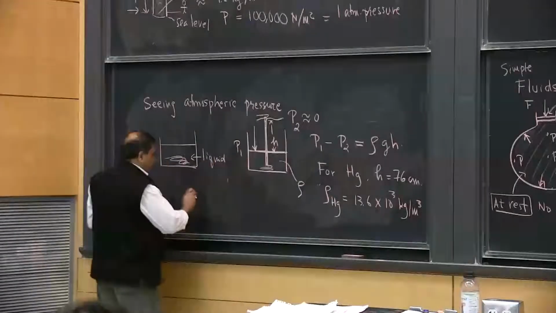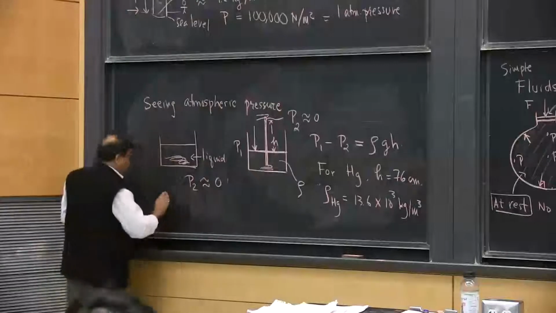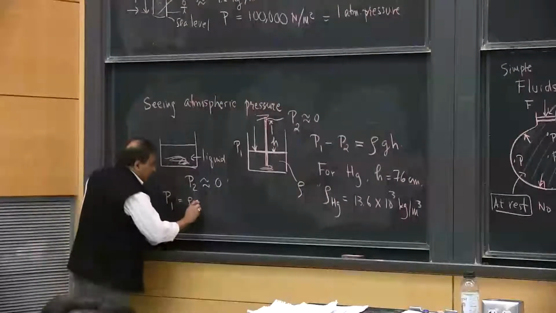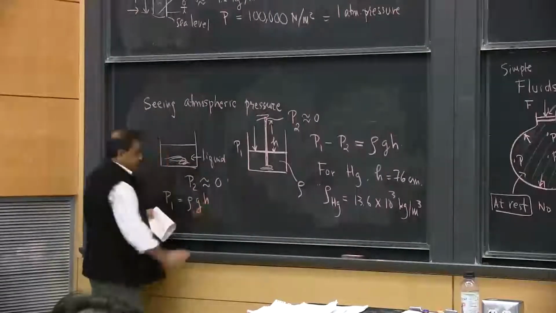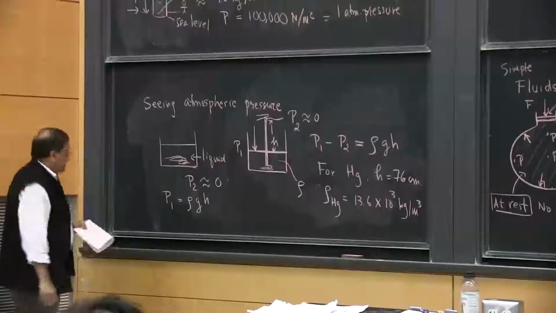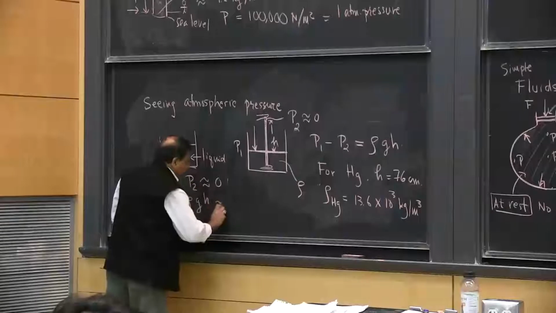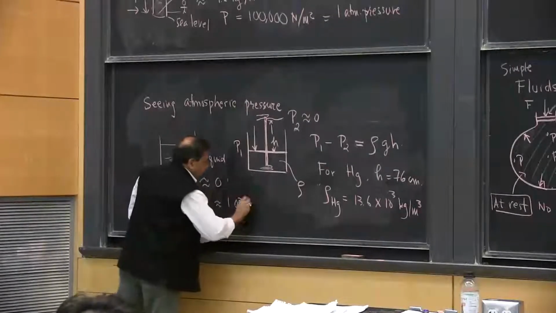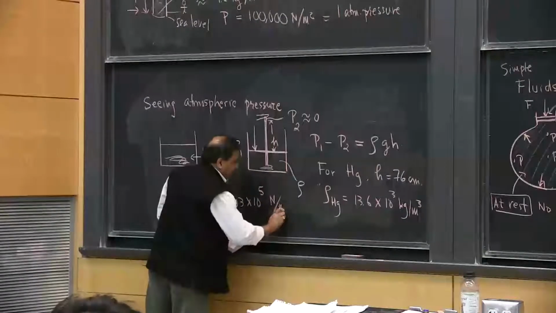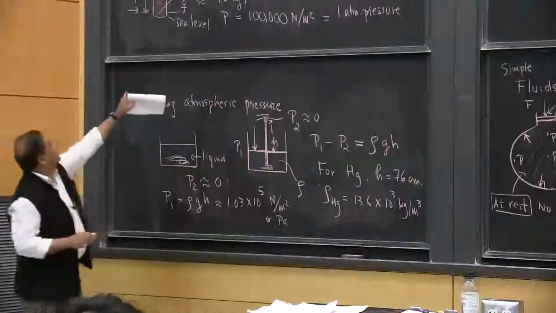So if you calculate from here, if you set P2 to be roughly equal to 0, then P1 by that formula would be the density of mercury, acceleration due to gravity, and the height H of 76 centimeters, or 0.76 meters. That's what 76 centimeters is. And that number comes out to roughly 1.03 times 10 to the 5 pascals, or newtons per meter squared. And that again is the atmospheric pressure that I just gave you.